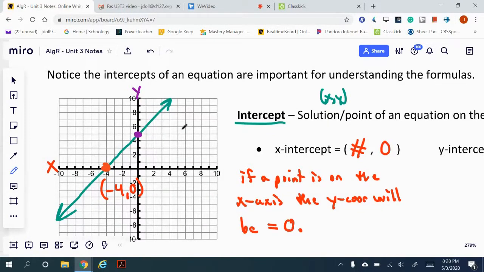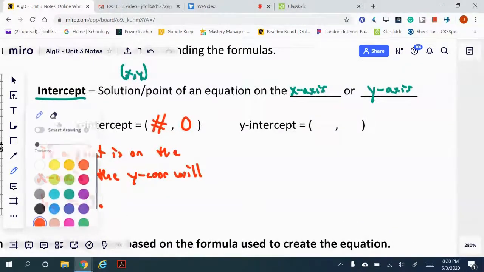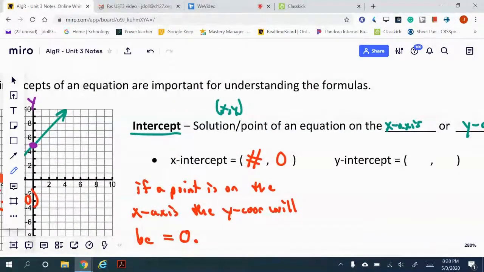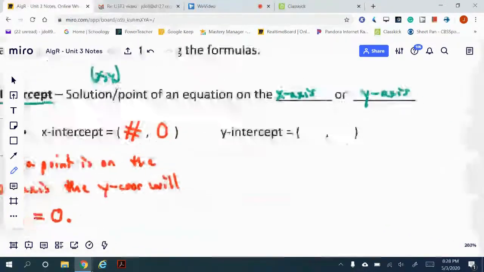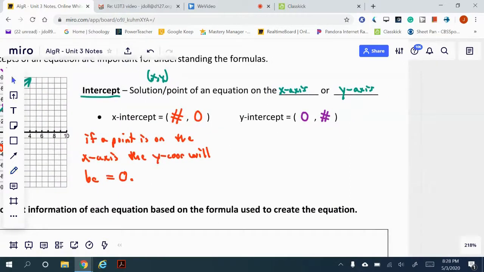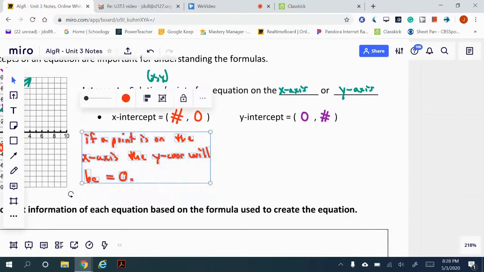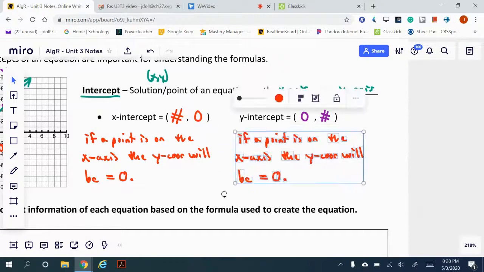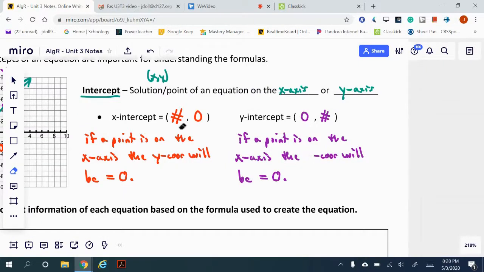The x-coordinate could be any number on the x-axis as long as the y-coordinate is indeed 0. The y-intercept is the exact same thing, just flipped, because now we're on the y-axis. It's the x-coordinate that is going to be 0. So I'm going to cheat here and save us a little bit of time. Instead of rewriting this, I'm just going to duplicate this, change the color to match what we did, and do a little erasing of the axis and the coordinate there. Because if a point is on the y-axis, the x-coordinate will always be 0.